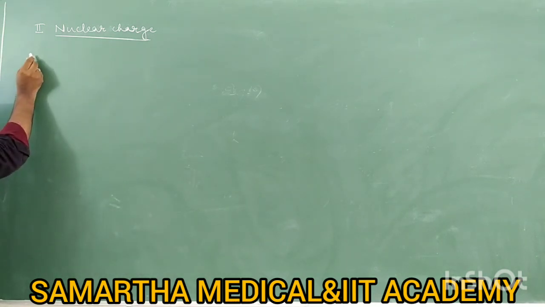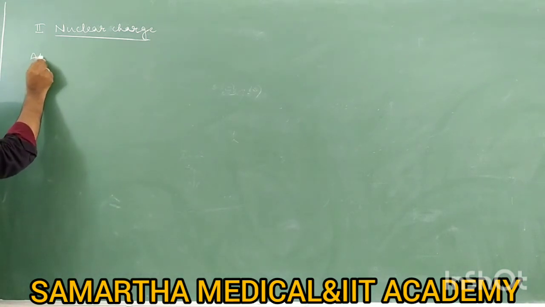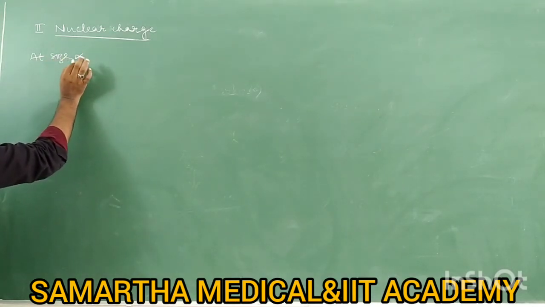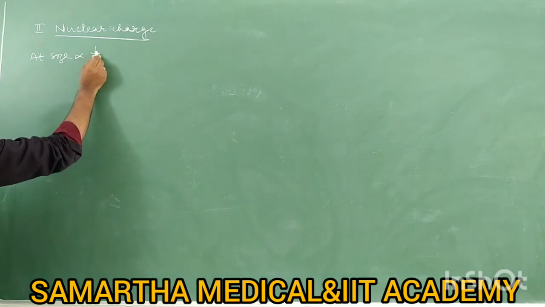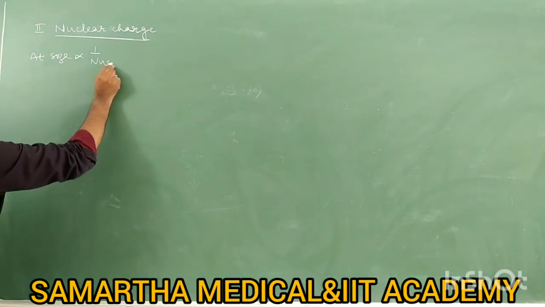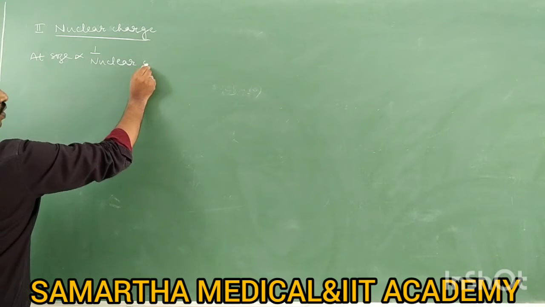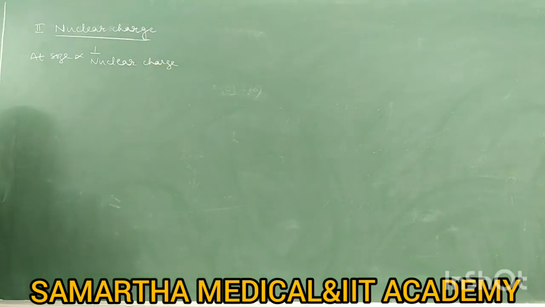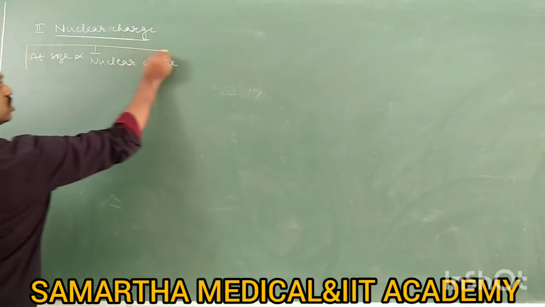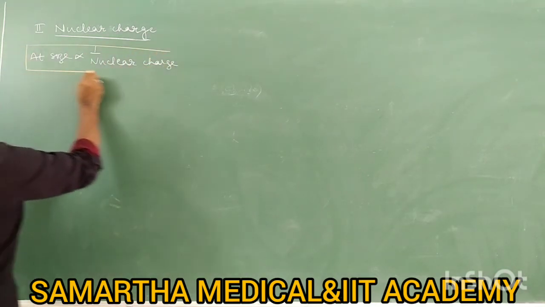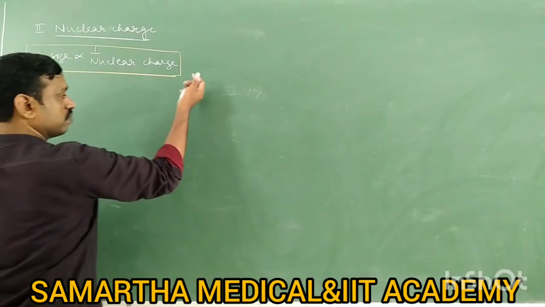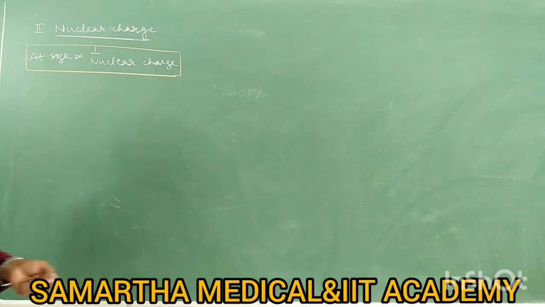Atomic size is inversely proportional to nuclear charge. I'll tell you how. Nuclear charge is not directly proportional, but inversely proportional. How is nuclear charge inversely proportional to atomic size? It's very simple. Nuclear charge is nothing but positive charge. The nucleus has a positive charge, right? The nucleus is a positively charged body.